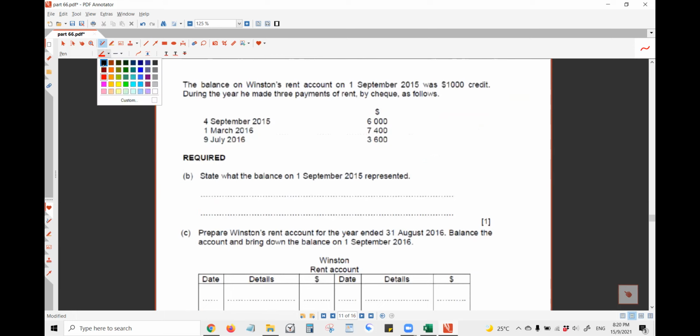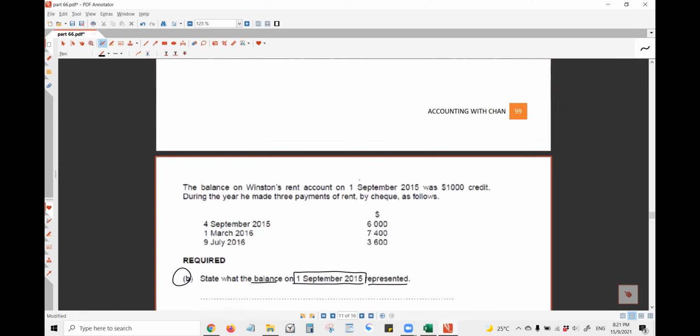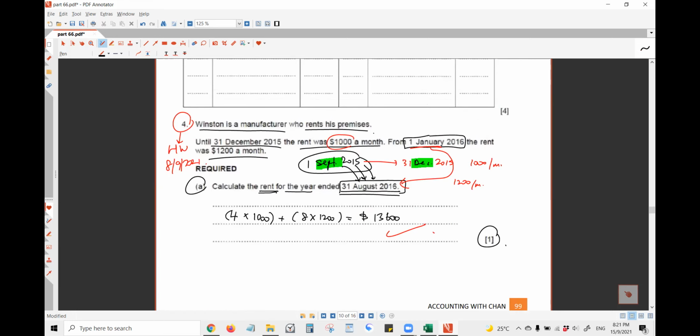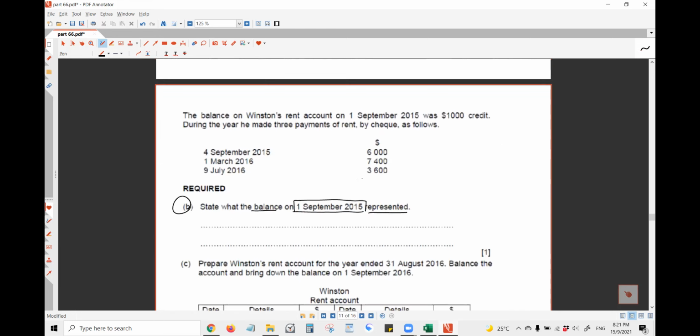Next page, part B. State what the balance on 1st September 2015 represented. Okay, what day is this? 1st September 2015. The beginning of the year. Just now we found it, right? Beginning of the year. 1-mark question, because it's easy. Balance on Winston rent account on 1st September 2015, on the first day of the year. That means this amount is opening balance.